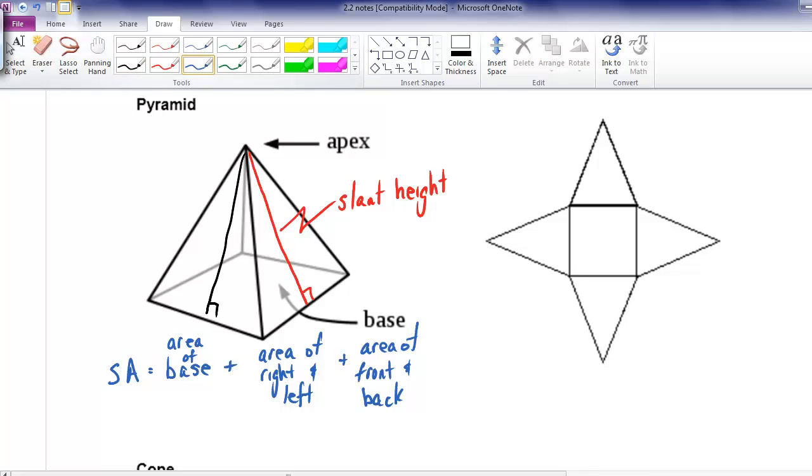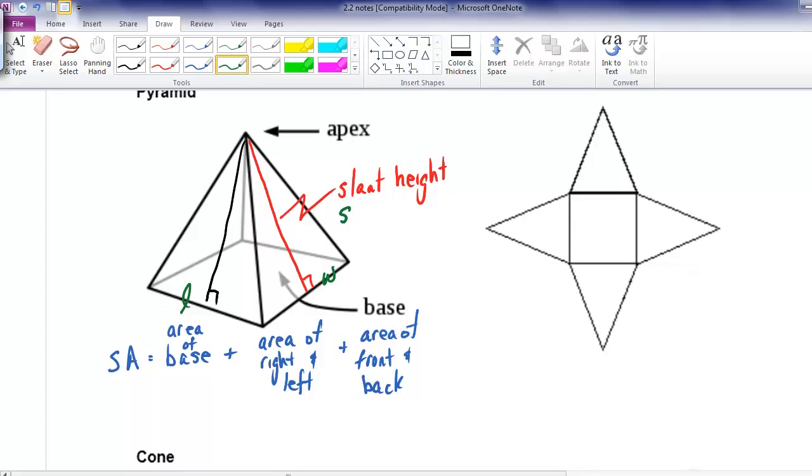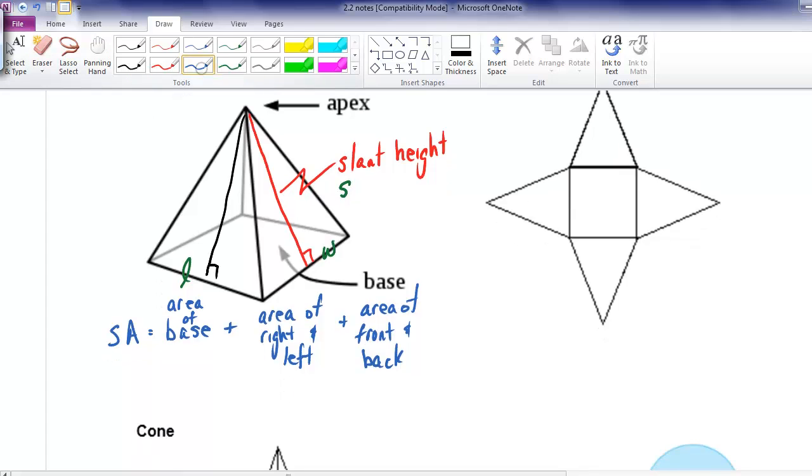So when we go ahead and develop our formula for this, I'm going to label my diagram. Let's call this side L and this side W. And for right now, we're just going to treat this slant height, I'll call it S, as the same. So for a simple example, we're just going to say for right now these are exactly the same.